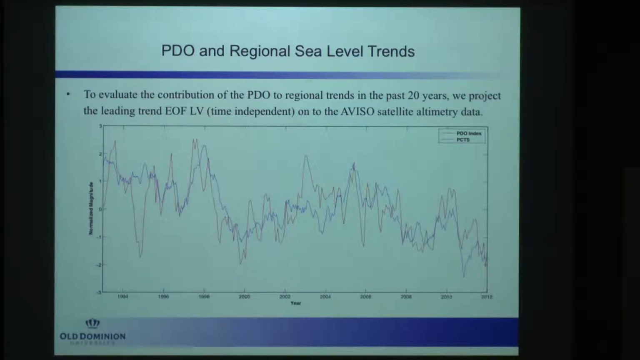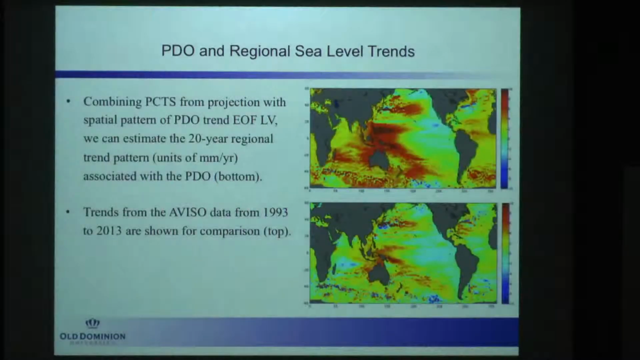So we mainly have the low frequency portion of the PDO. And you see there's very clearly a trend associated with this over the satellite altimeter record. We take that trend and we combine it with our EOF loading vector, and this is what you end up with. So this is the PDO contribution to regional sea level trends from 1993 to 2013.